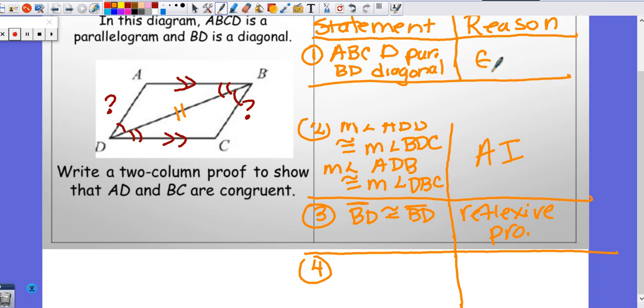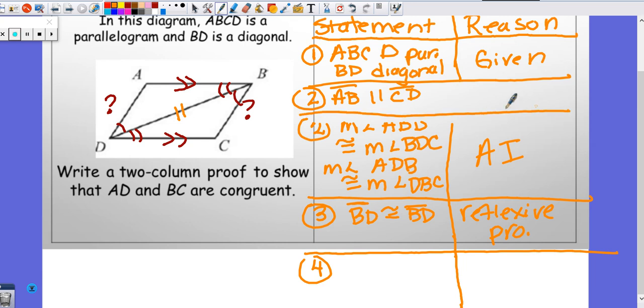That's your given. All right, and number 2 is we're going to say that AB is parallel to CD, and that's a property of the parallelogram. And now we can keep what we have about the rest of it. 3. I'm just going to change the numbers.